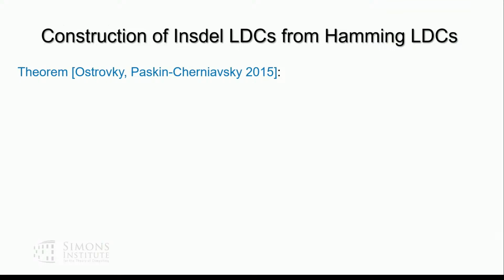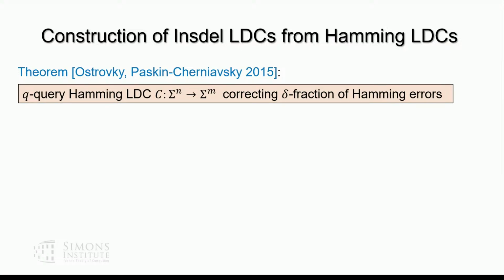So how do we start even thinking about how we can come up with locally decodable insertion deletion codes? Maybe the first thing to think about is, well, we have all these constructions, all this literature on Hamming locally decodable codes. Can we somehow leverage it to get insertion deletion codes? And it turns out that that's indeed the case.